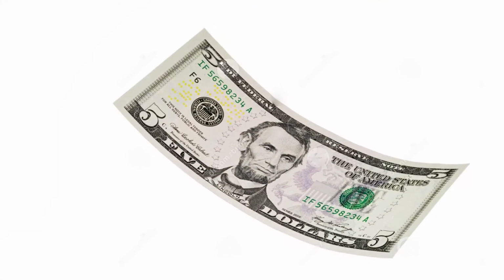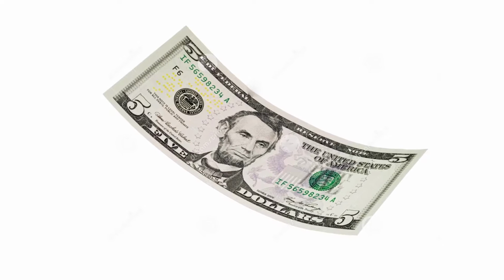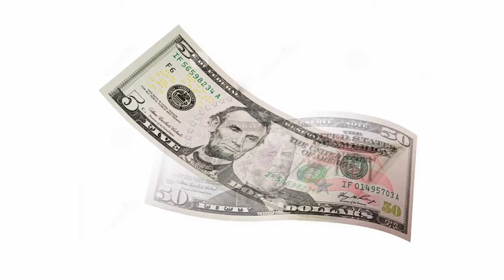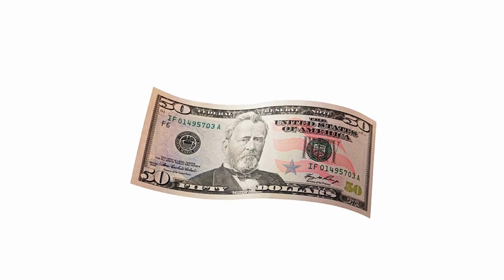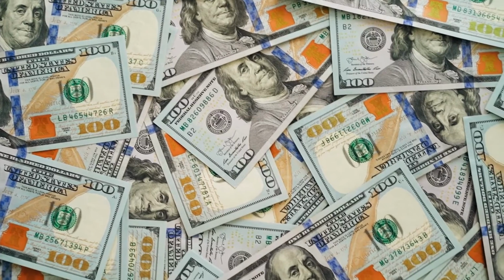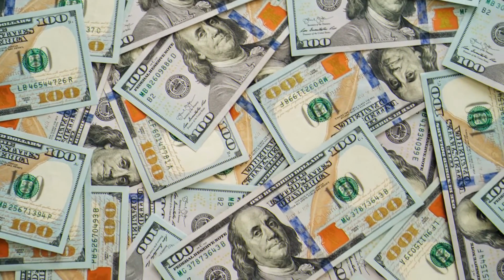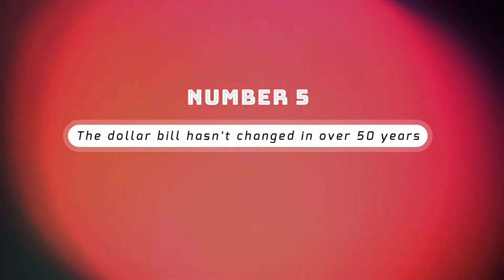The $5 bill also has a shorter lifespan than the $1 bill, coming in at 5.5 years, whereas the $20 and $50 bills start to trend upward at 7.9 years and 8.5 years, respectively. The longest lifespan belongs to the $100 bill, which lasts an average of 15 years. Number 5, the dollar bill hasn't changed in over 50 years.